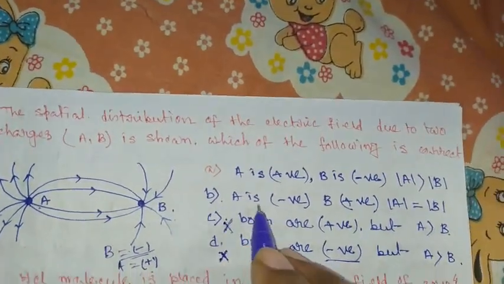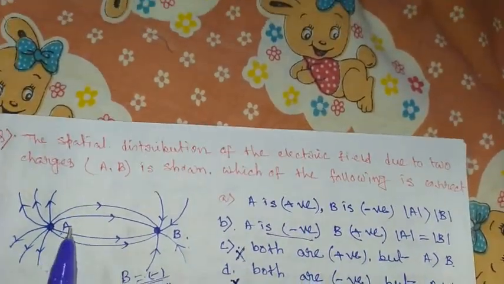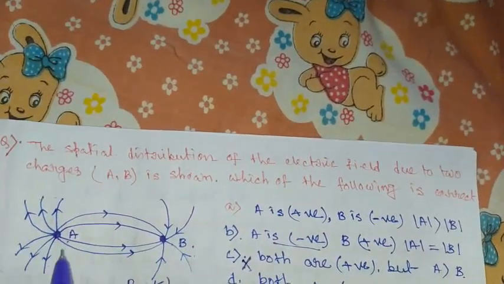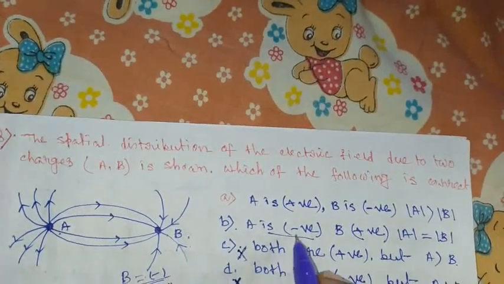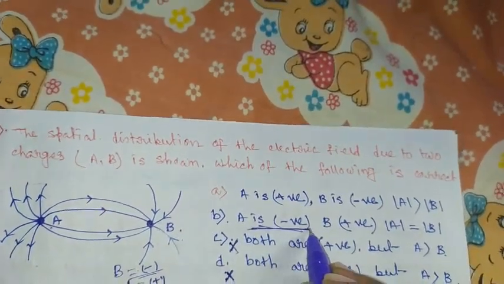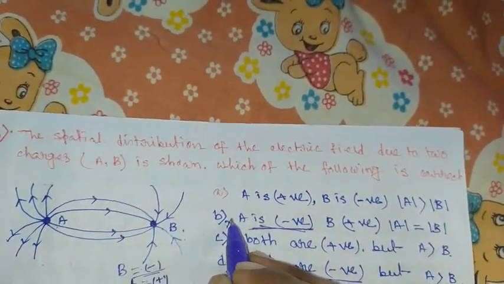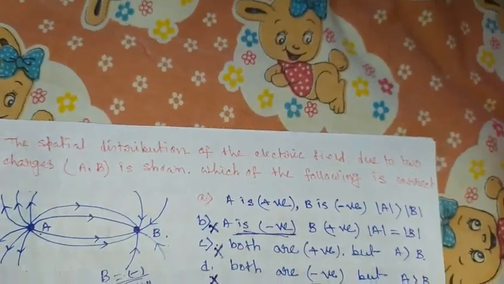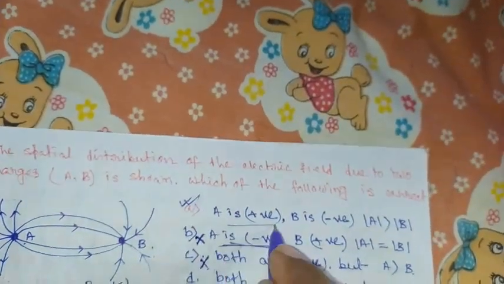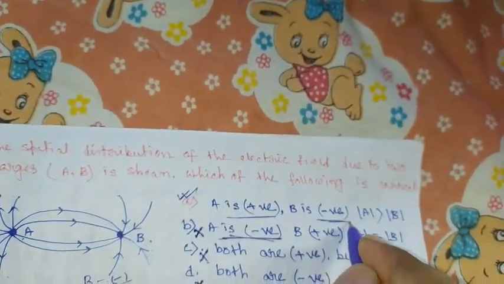In option B, A is negative, but we conclude from the properties of the flux lines that A is of positive character, but here it is given A is negative character. So definitely it will again be false. So the correct option is A. A is positive and B is negative.